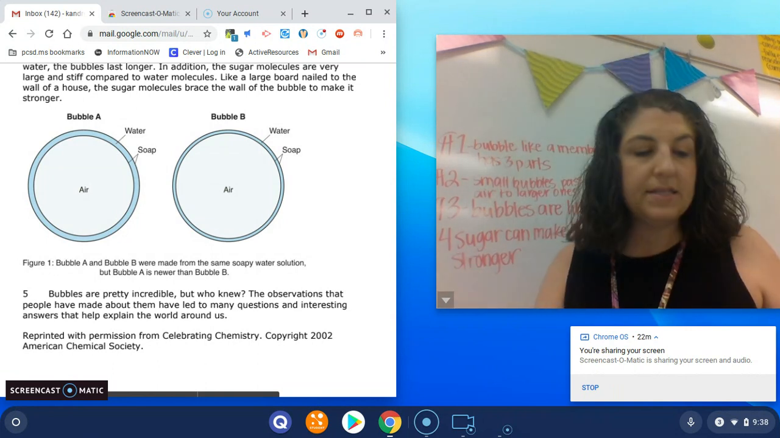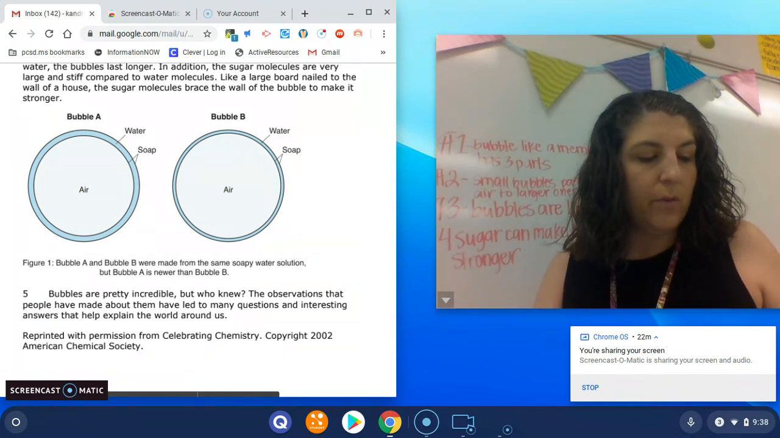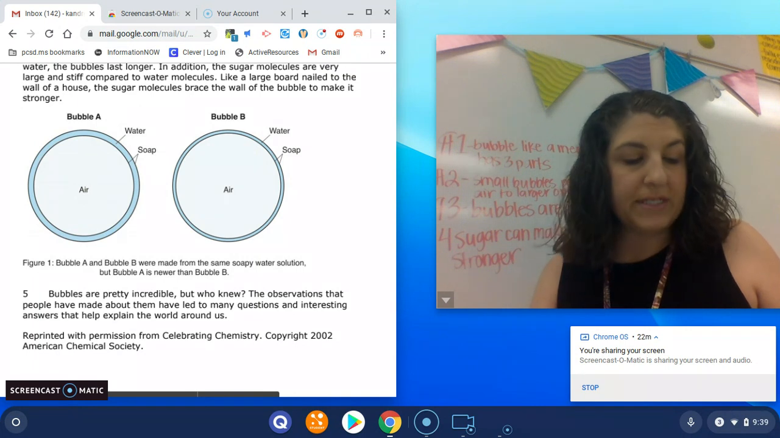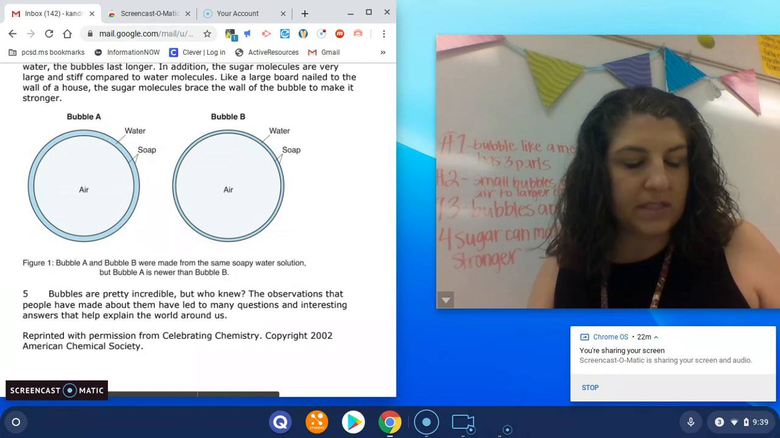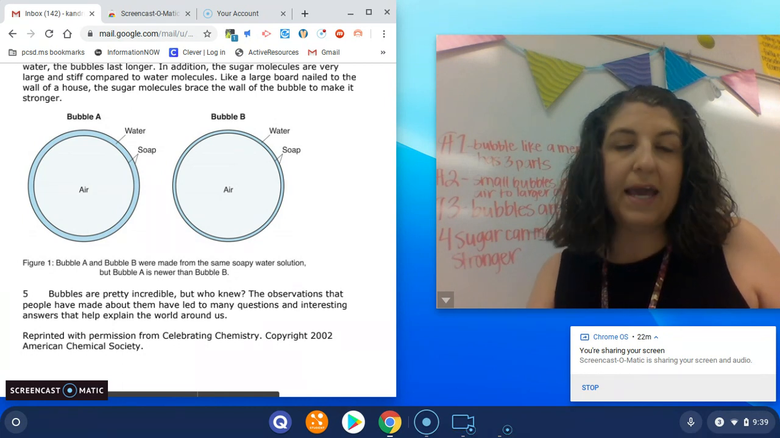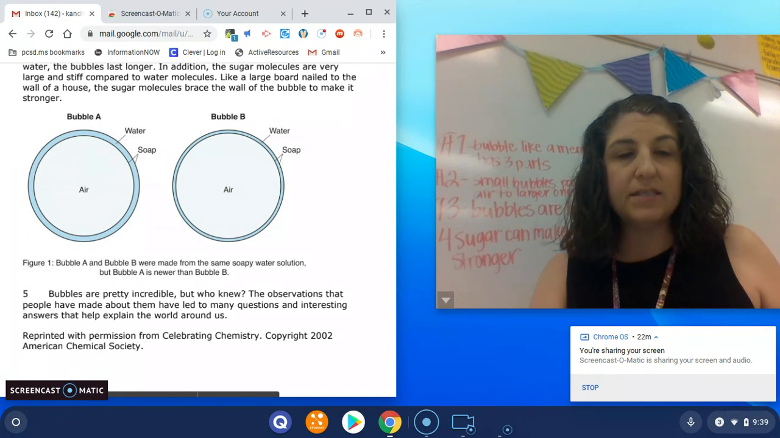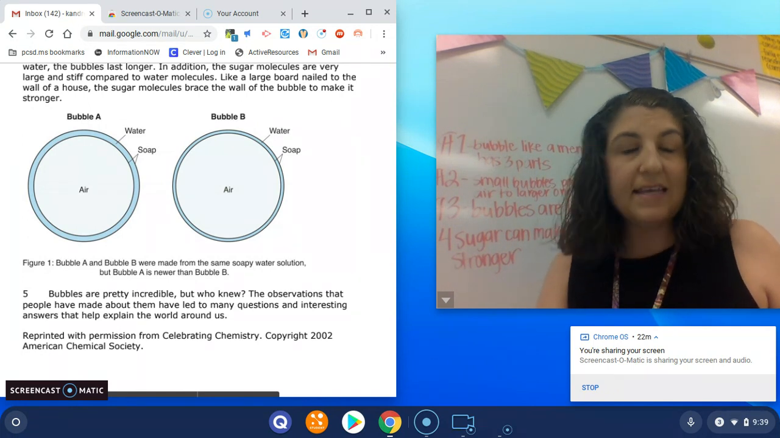So let's go back to number 2. We had already eliminated answer choice A and B. Let's look at C and D. A large bubble made with soap or detergent and sugar, or a large bubble with walls that bend in the wind and change colors. That becomes obvious that our answer for number 2 is C.